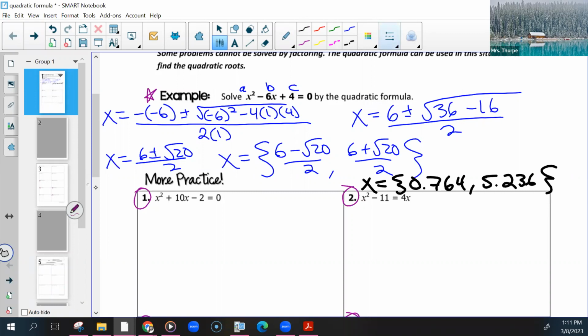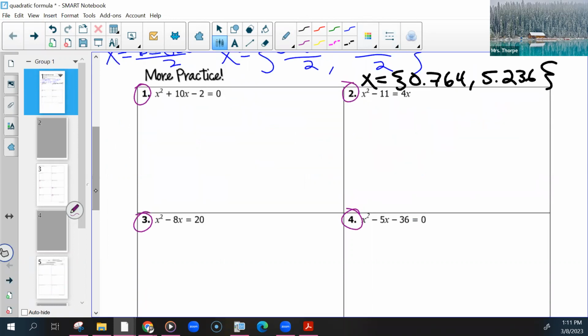Let's do number 1. Same thing. This is in the correct format, so this is A, B, C. And then we're gonna put it into the formula. So x equals negative b, which is negative 10, plus or minus the square root of 10 squared. You can put parentheses or leave them off, it's not negative, so it doesn't matter. Minus 4 times a times c, all over 2a.